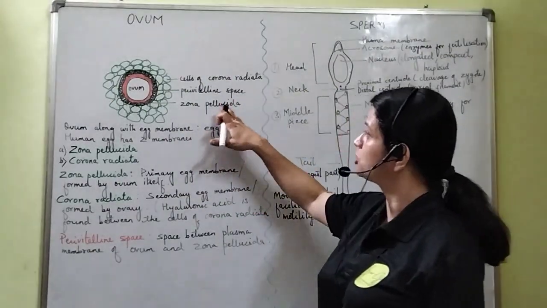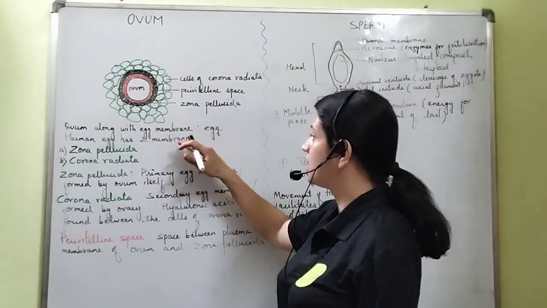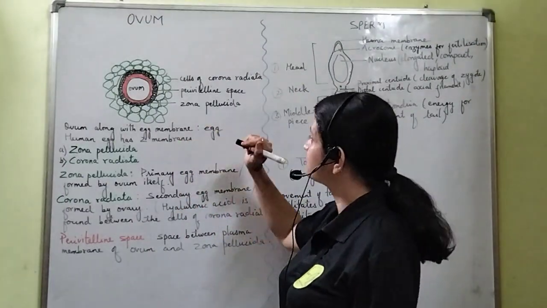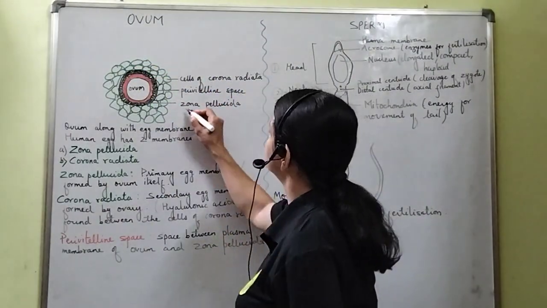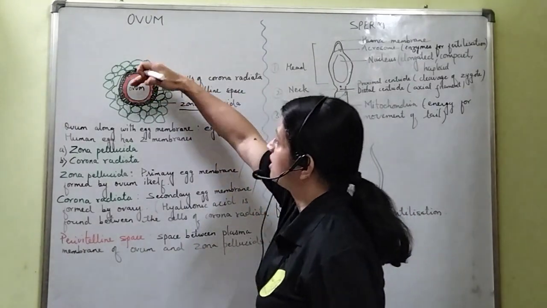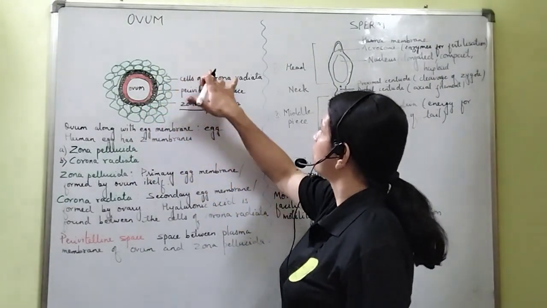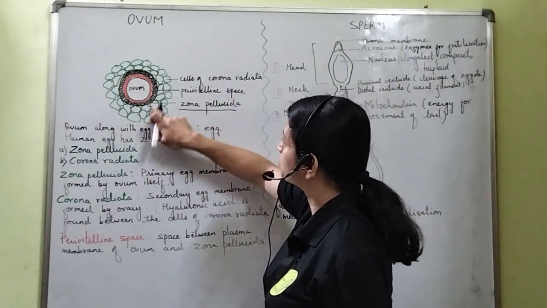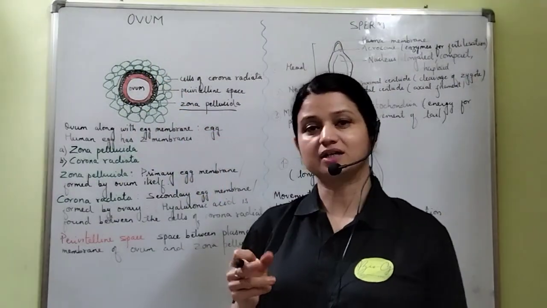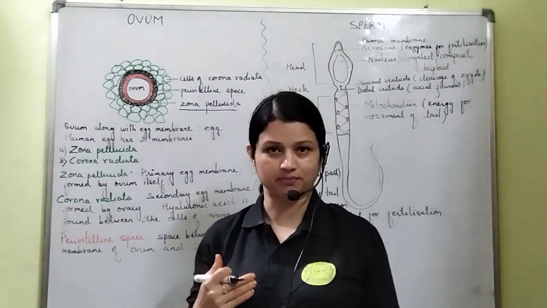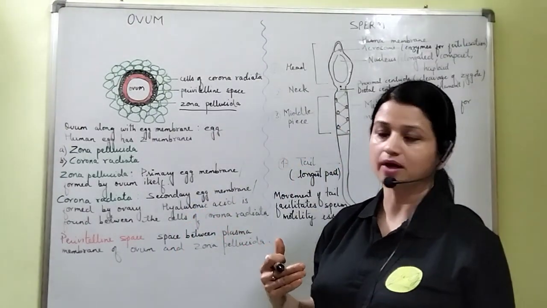Now here we can see that human ovum contains two membranes. It consists of two membranes. Now what are these two membranes? The first membrane, we are going from inside to outside. The first membrane is zona pellucida. So just see here, the first membrane from inside is zona pellucida. And the second one is corona radiata. So this one is corona radiata. Clear? So just remember that human ovum contains two membranes. The inner one is zona pellucida and the outer one is corona radiata.